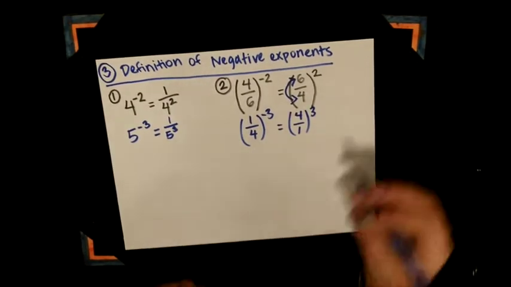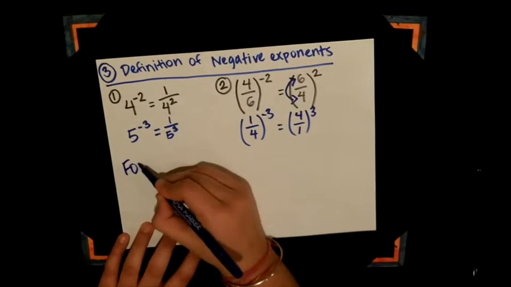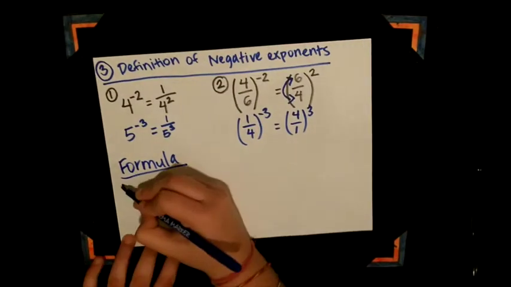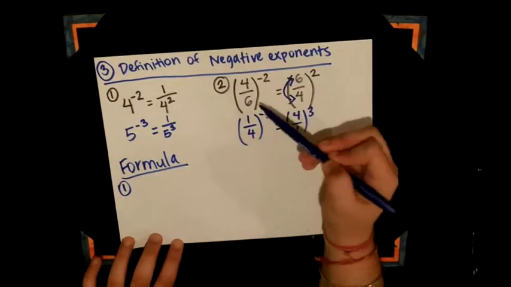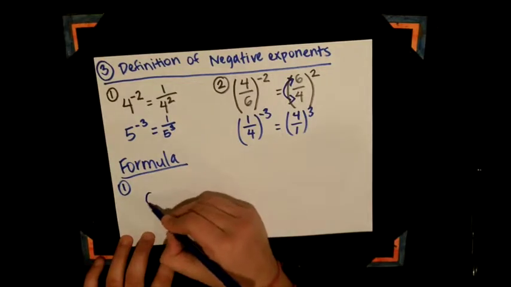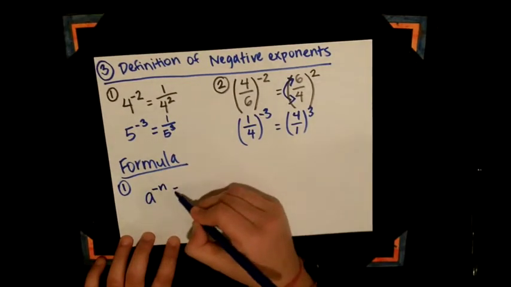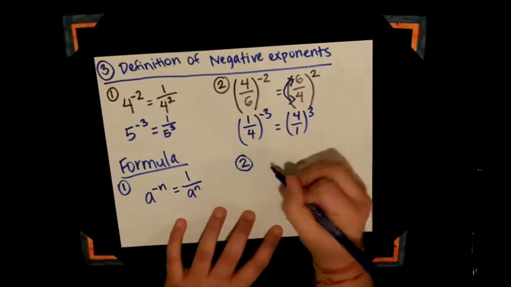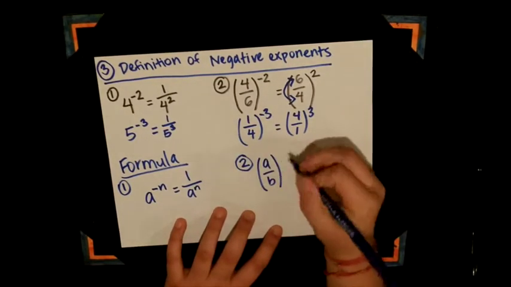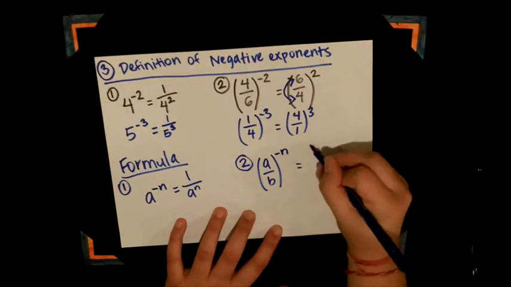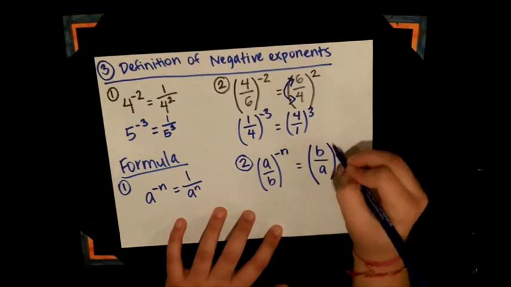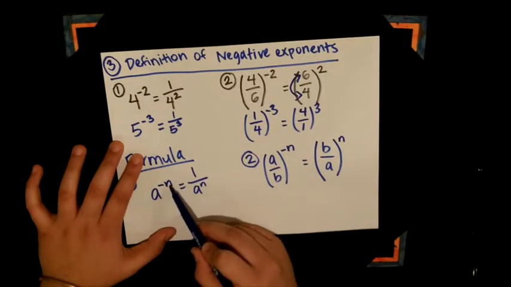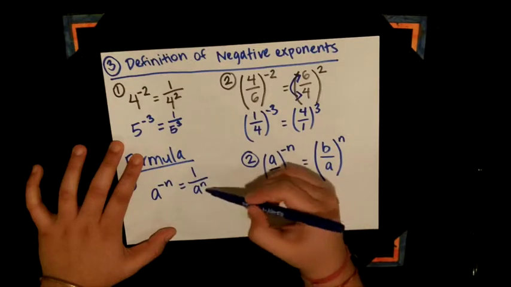Now, let me show you the formula. One for whole numbers and one for fractions. Number 1. A to the negative N equals 1 over A to the N power. Number 2, A over B in parentheses to the negative N equals B over A in parentheses to the positive N power. Now, let me show you this using the example above.